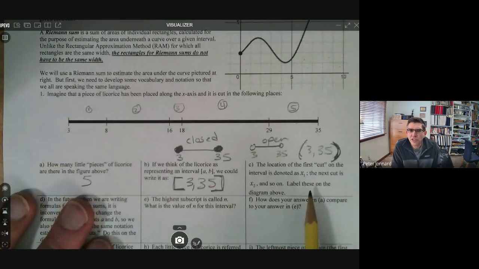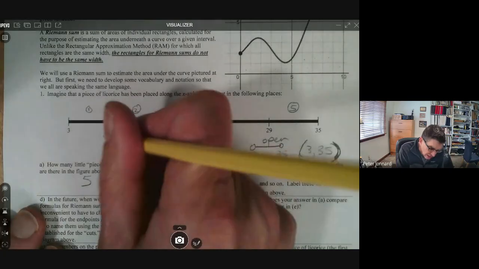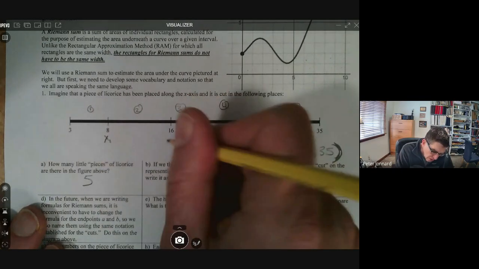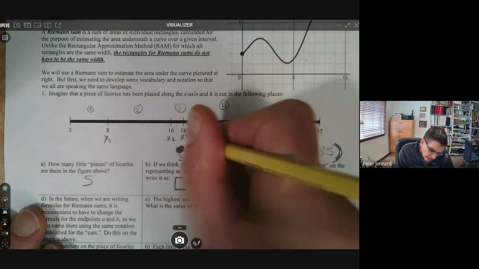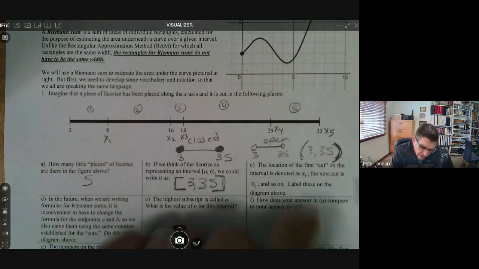Okay, so the location of the first cut on the interval is denoted as x sub 1. So this is the first cut. That is x sub 1. And the next cut is x sub 2 and x sub 3 and x sub 4 and x subscript 5. Sub means, oh, I'm sorry, wait a minute, that's not a cut.